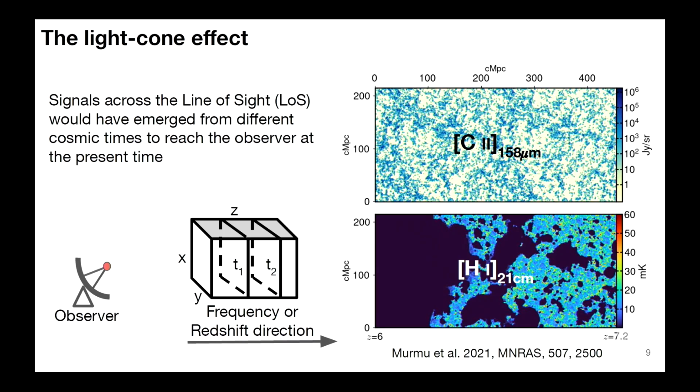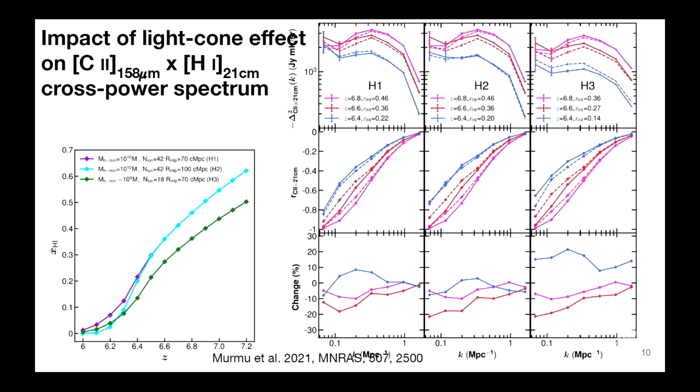So what happens to your interpretation if you include this particular fact in your forward model, and if you don't? We looked at something called the cross power spectrum of the C2 and 21 centimeter signals, by including this particular effect inherently in our simulations as well as not including it. If you do not include it, the change in your interpretation becomes more than 20% or so at sufficiently large scales. It depends on the history of reionization as well. Whether your reionization is fast or slow tells you whether this light cone effect will be significant or not.